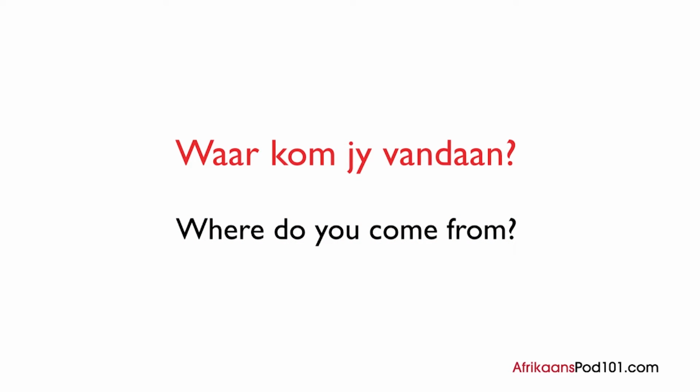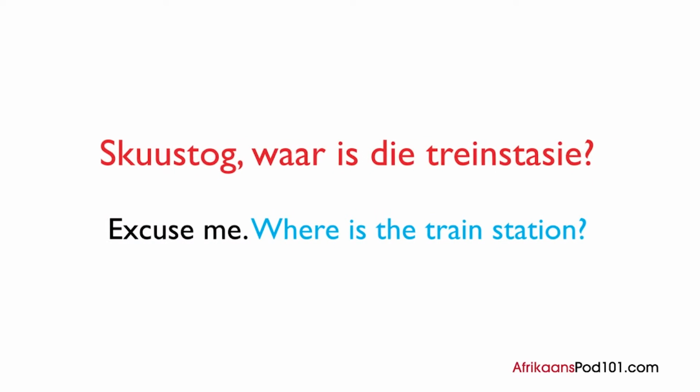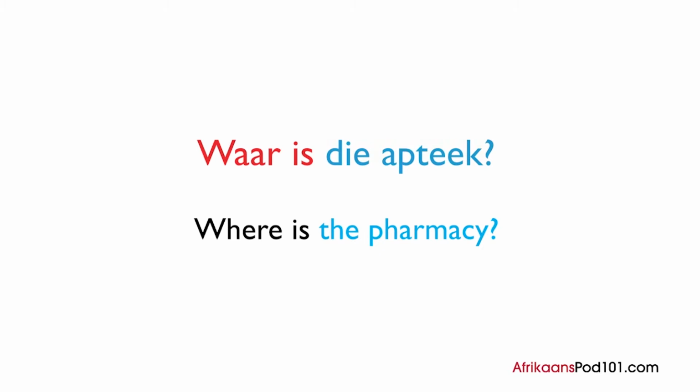How about if you are lost somewhere in South Africa and you want to know where the train is? To ask a stranger, simply stop them by saying, "Skus toch?" Then ask, waar is die treinstasie? This means, excuse me, where is the train station? Of course, you can substitute die treinstasie with any other place, such as the pharmacy, die apteek. The sentence structure wouldn't change at all. Waar is die apteek? And it's as simple as that.